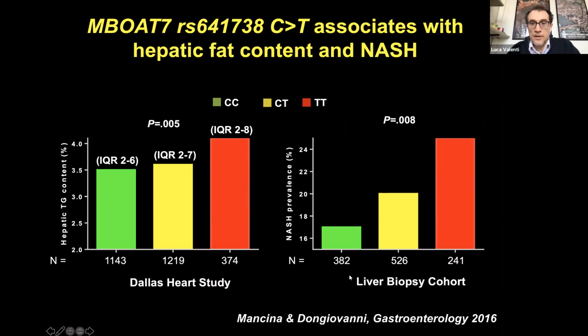And we showed for the first time that this is also associated with an increased risk of hepatic fat accumulation in the general population, again in the Dallas study conducted in the southern US, where hepatic fat was quantified by the non-invasive gold standard, nuclear magnetic resonance spectroscopy. And this association with fat accumulation also translated into an increased risk of developing steatohepatitis, the progressive form of fatty liver disease, and also liver fibrosis.